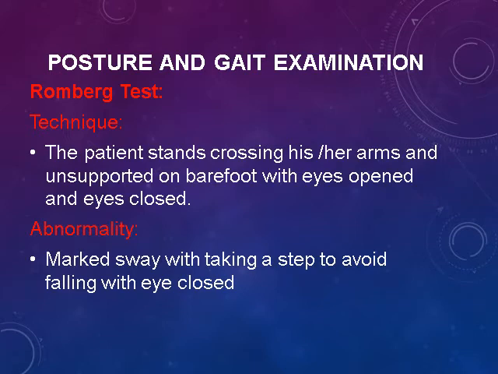What's the technique, or how do we perform this Romberg test? The patient is asked to stand barefoot, and his arms are crossed in front of him. We test him in two situations. First, with his eyes open, and then we ask the patient to close his eyes. Normally, the patient can keep his balance and posture while his eyes are closed.